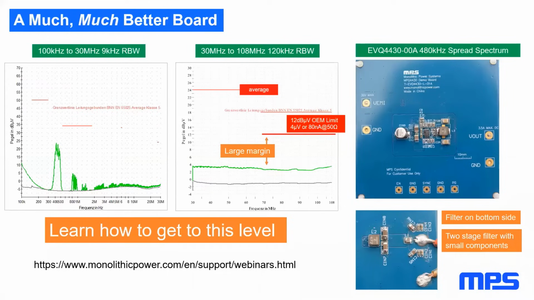Here's a much better board, our MPQ4430, a 3.5 amp 40 volt synchronous buck converter. This board is set to 480 kilohertz with spread spectrum, and you can see that the EMC performance is extremely good. We have a huge headroom even to the stringent OEM limits. For example, here in the FM band, the limit is 12 dBµV average, and we are 8 dB below this. This board was discussed in detail in a former webinar that is still available on our website.